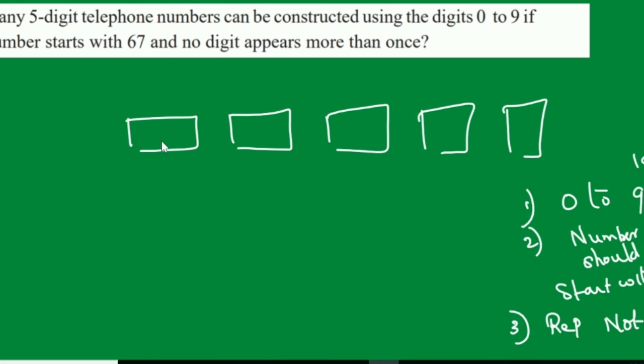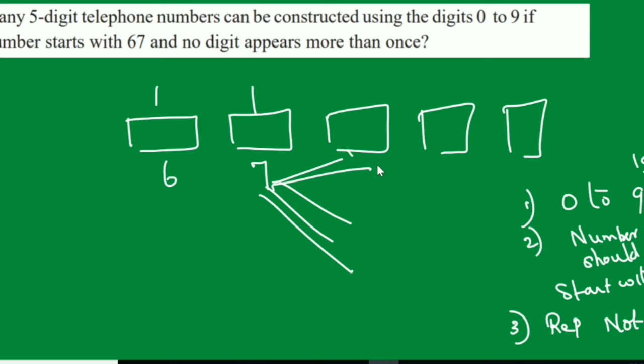So we have to start from the first side, because the condition given is that the number should start with 6 and 7. So here you have to write 6 and here it should be 7. So how many ways can you fill the first place? I can use only 6. Only one way. Second place, only one way. Repetition not allowed. No digit appears more than once. That means I cannot use 6 and 7. So out of 10 digits, I cannot use 6, 7. So how many digits remain? 8. I cannot use 6 and 7 because repetition is not allowed.